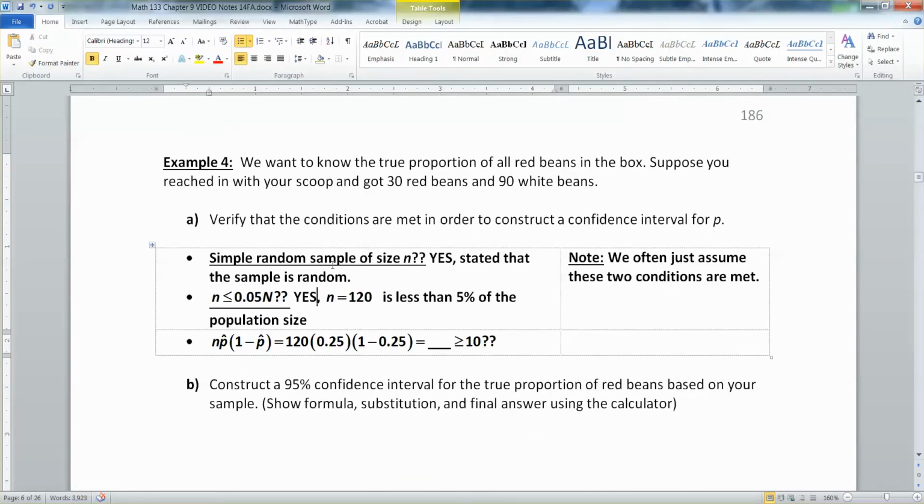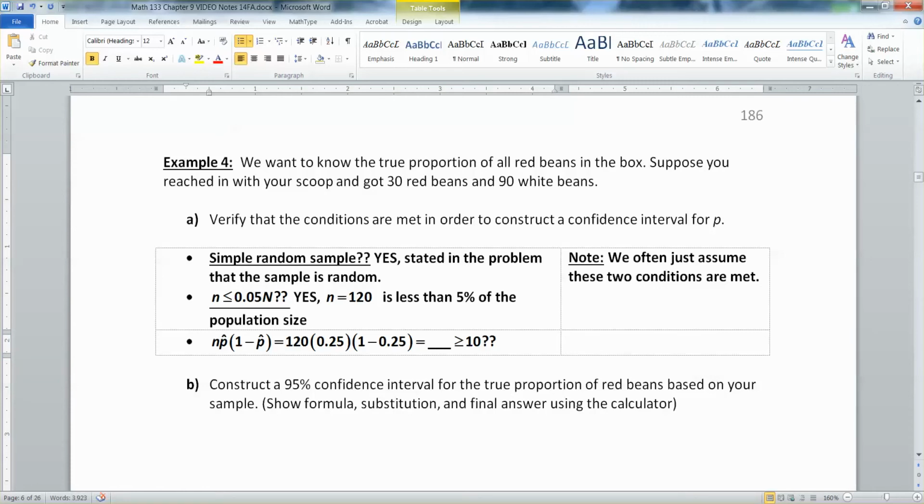Okay, so the first condition that we wanted to meet was we wanted to know that we had a simple random sample of size n. In other words, we really want to know, do we have a simple random sample, right? And the answer to that is yes. It's stated in the problem, not right in here, but when we first ran into it, that the sample is random.